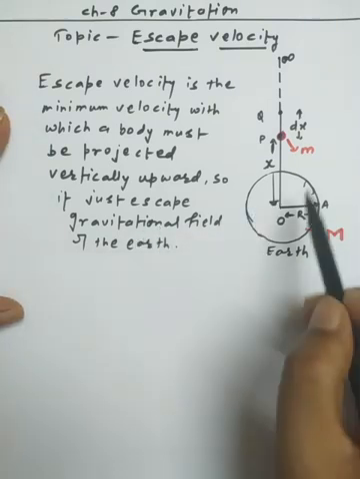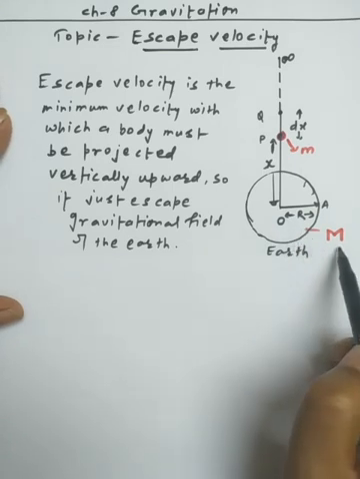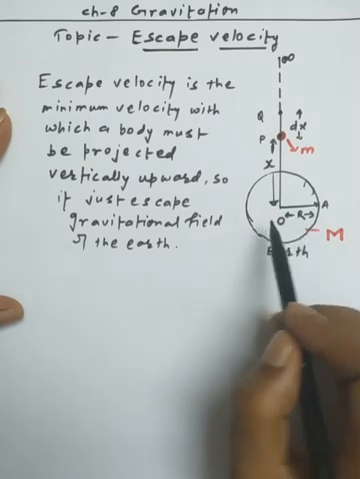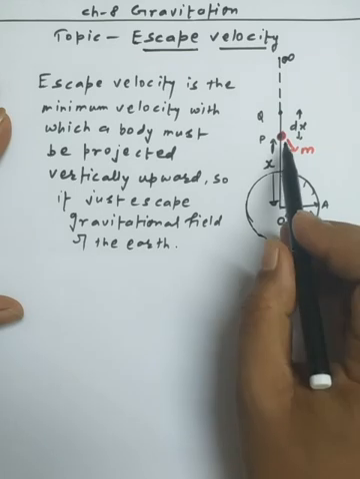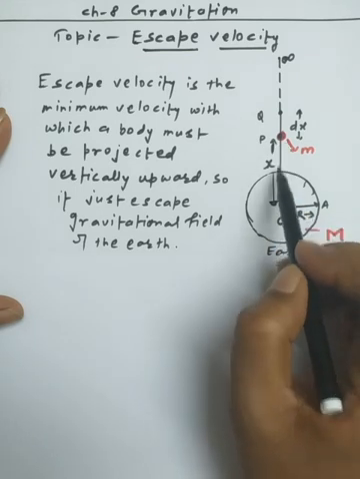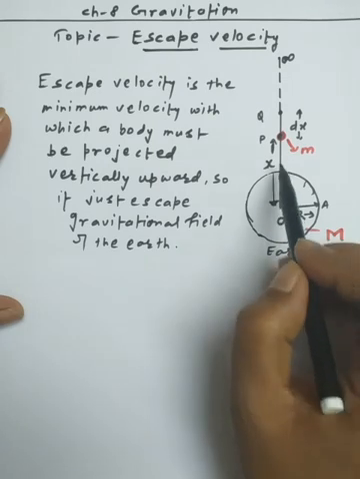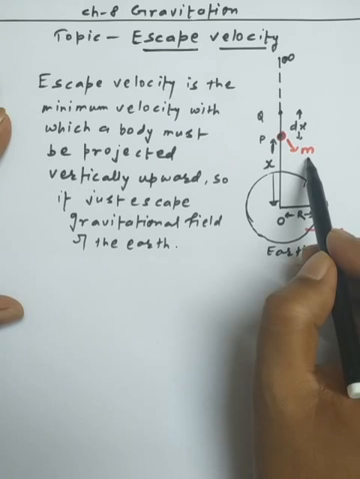For it, I have made the concept that the earth has the mass capital M and the radius capital R, and from its center O, or from the surface of the earth, we are taking an object which lies at a distance x. So OP is x, and the mass of the object which we want to throw is small m.